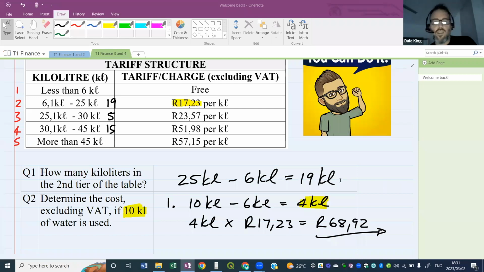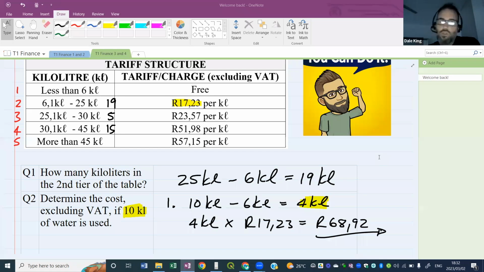Oh, the 19. Okay. So that question 1 there is relating to the second interval. It's a question that's not attached to question 2. So they're two separate questions. They just want to know, by the way, how many kiloliters of water is there if you go from 6 to 25? That's all they're asking. It's not relating to question 2, where we have this 10 kiloliters of water in the month. So question 1 is just asking, look at interval 2. How many kiloliters of water are there if you're going from 6 kiloliters to 25? So I just did a quick calculation to show them that.